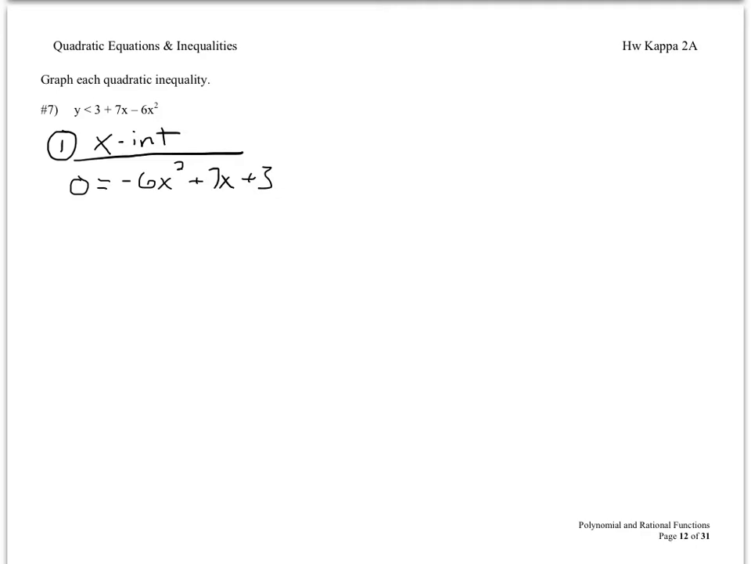So we have 3 terms. It's a trinomial. The leading term is not a 1. So the proper way to do this is to split the middle term and factor by grouping. This middle term of 7x is going to get split into 2 separate terms, plus something times x plus something times x. To determine how it splits, you multiply the lead coefficient, -6, times the constant 3. That's -18. We need 2 numbers that multiply to get -18 and add to get a positive 7.